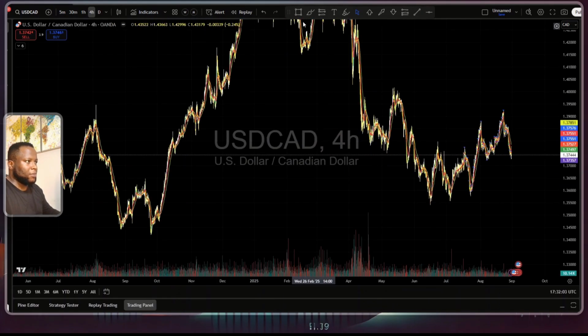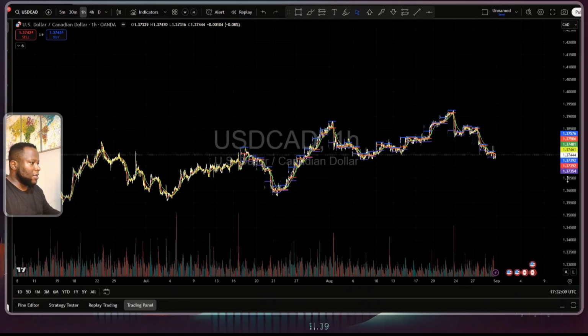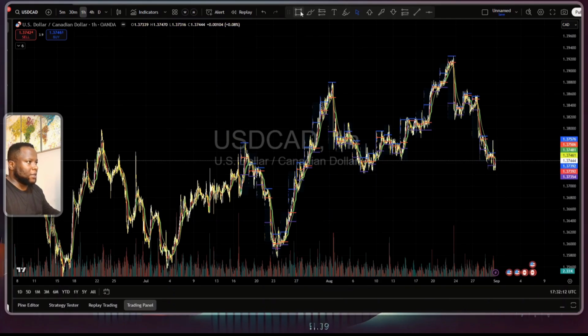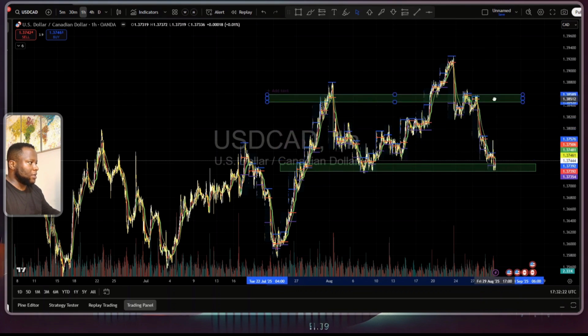That being said, what are my zones and what zones am I looking at? For that, I'll go on a 1 hour time frame to look at the zones in the US dollar, Canadian dollar. Right now, price is sitting at a support zone. Right here, we're testing the support. Is it going to hold? We don't know. The second thing we have is a resistance. Here on the resistance zone, we have one resistance zone here at 138.51, which is a good place to sell this pair.